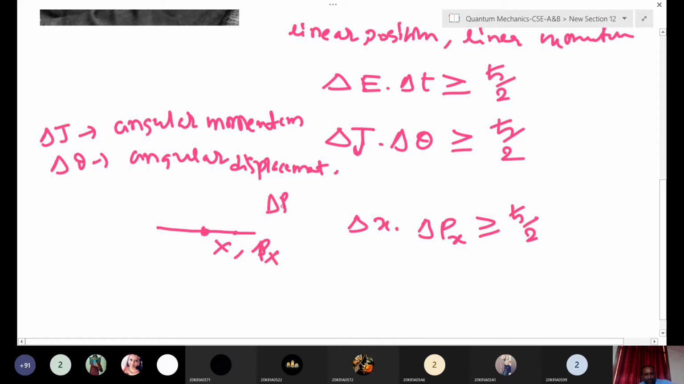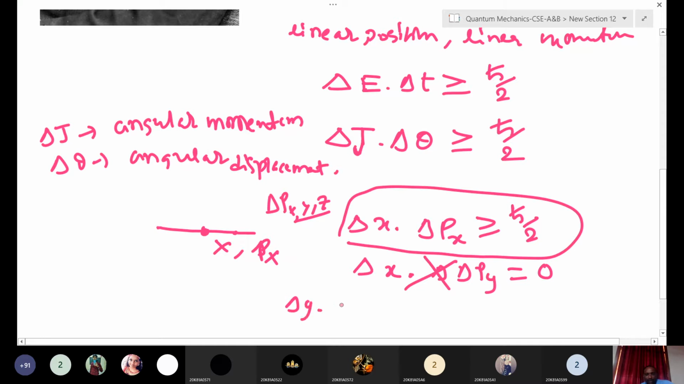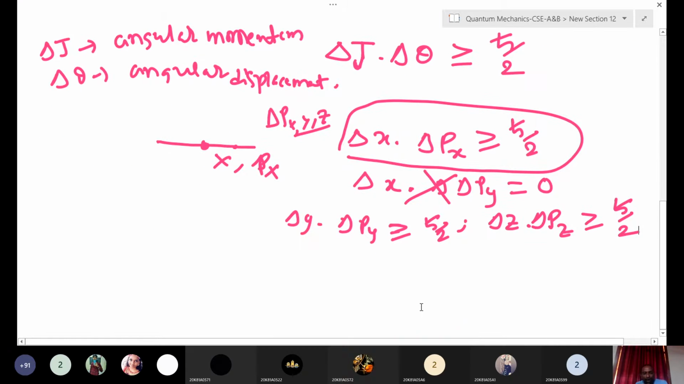You should not write just delta p, because whether it is the x direction or y direction or z direction, we don't know. That is the wrong way. If you write position in the x direction and momentum in the y direction, this is not right. The correct ones are delta y and delta py greater than or equal to h cross by 2, or delta z and delta pz greater than or equal to h cross by 2. This is the correct way. That means you are finding the position of the particle along the x direction as well as the momentum of the particle along the x direction.